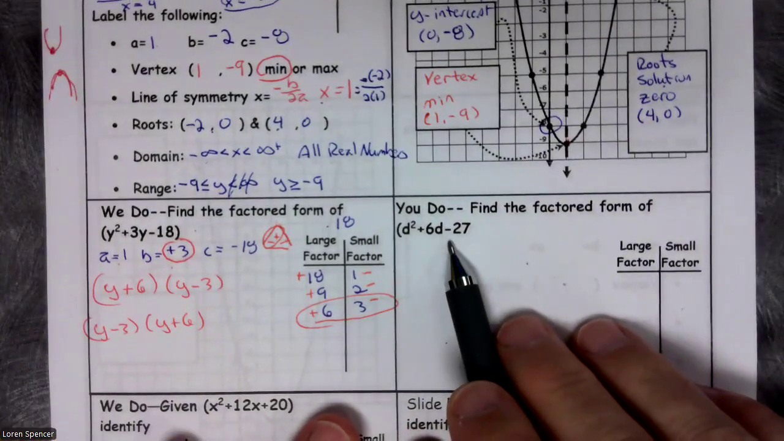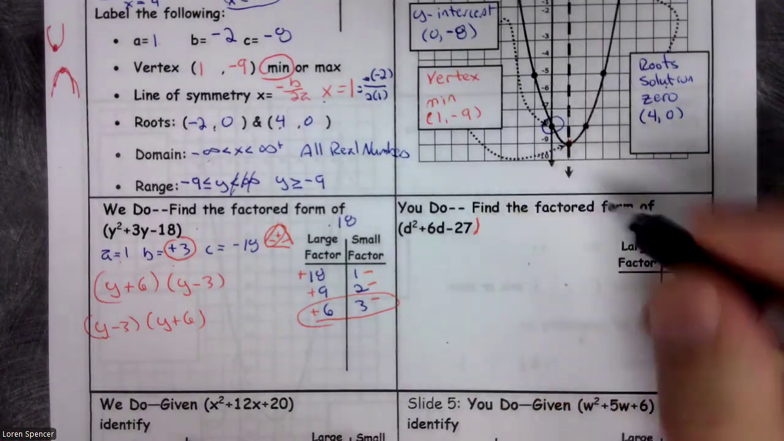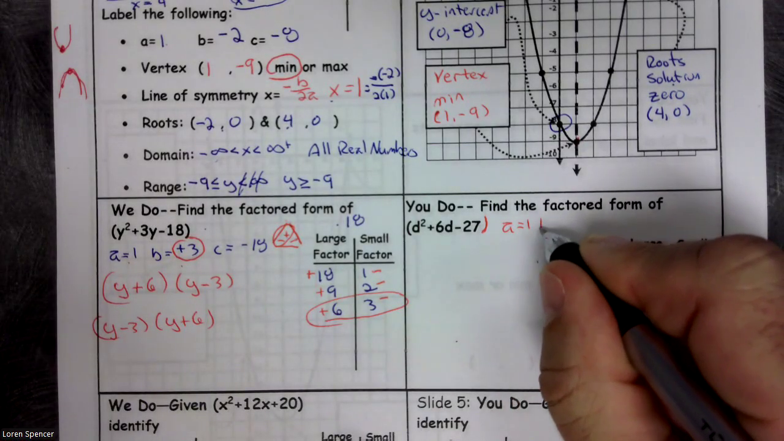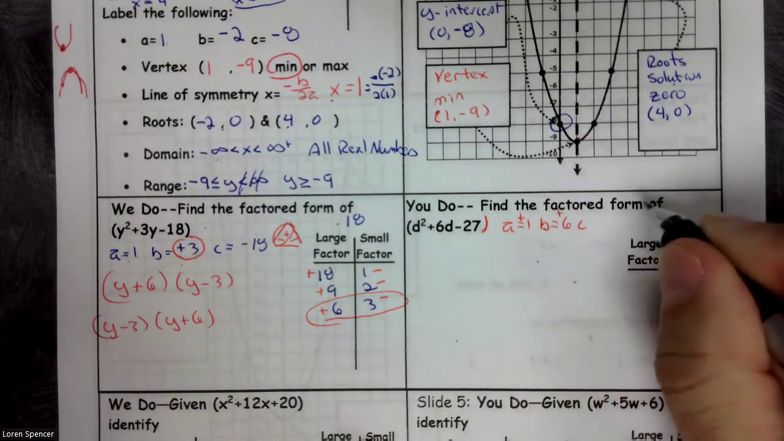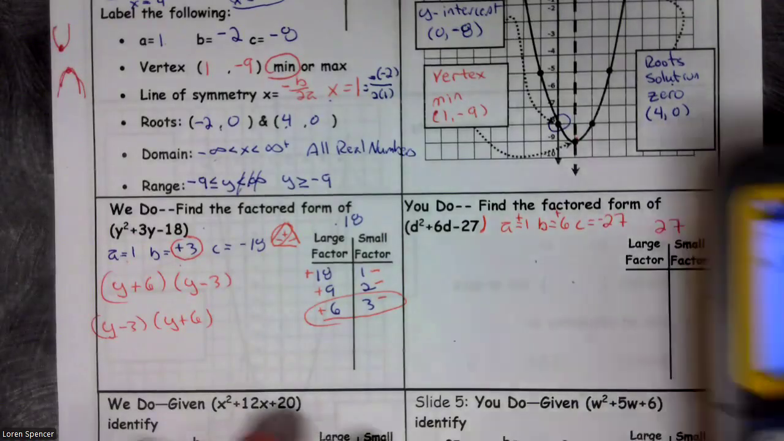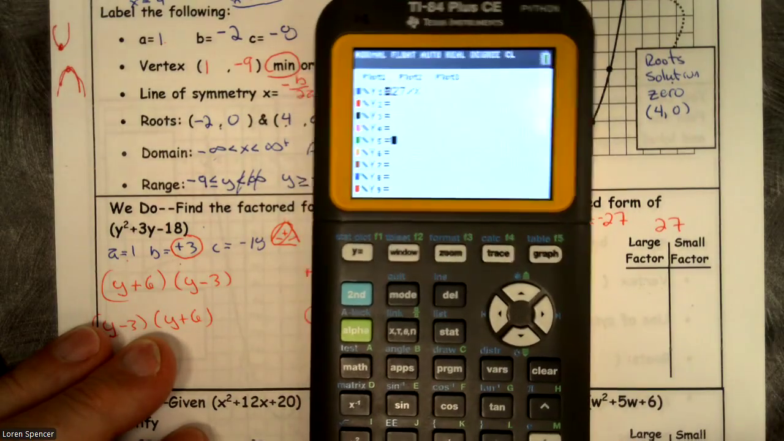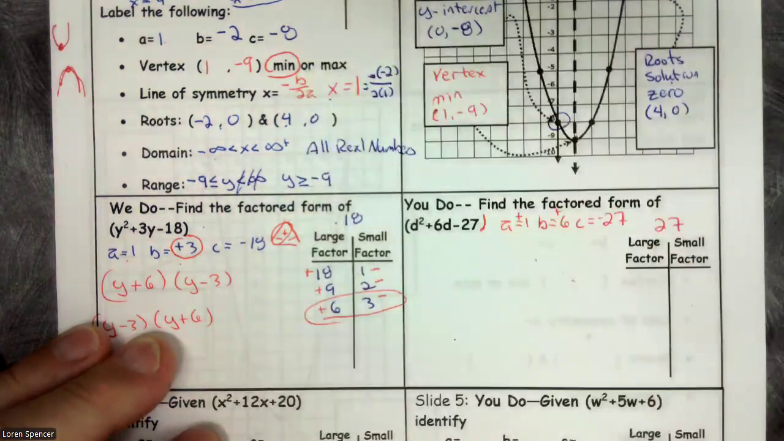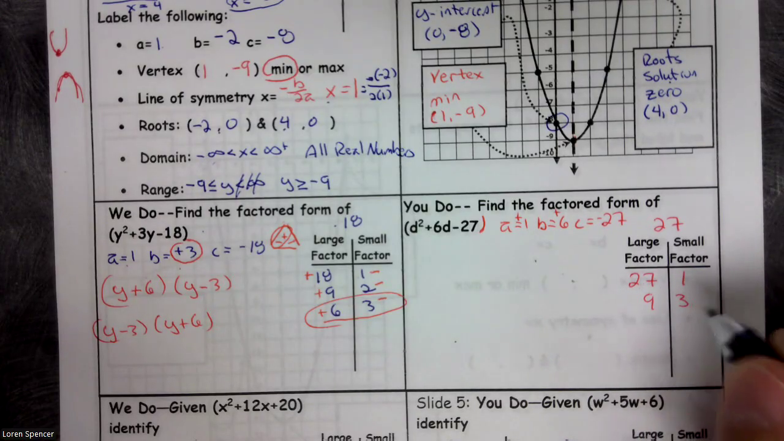The next one, find the factored form of this. Now, it's missing a parenthesis right here, so I'm going to add that. And we'll notice that a equals 1, b equals 6, and this a equals a positive 1, b equals a positive 6, and c equals a negative 27. So I need the factors of c. Well, we're going to go to y equals, and we're going to go 27 divided by x. And we get 27 and 1 and 9 and 3, and then all of a sudden we repeat. Ignore all the decimals. So 27 and 1 and 9 and 3.